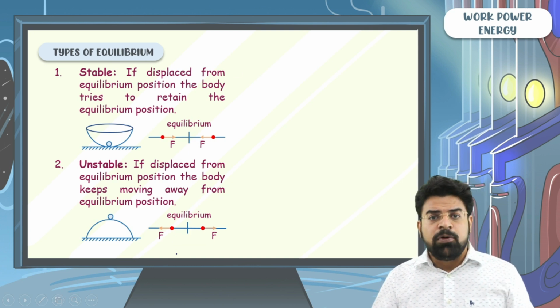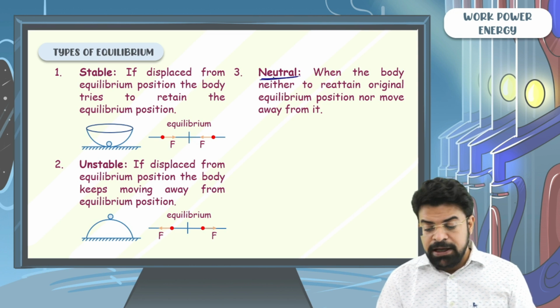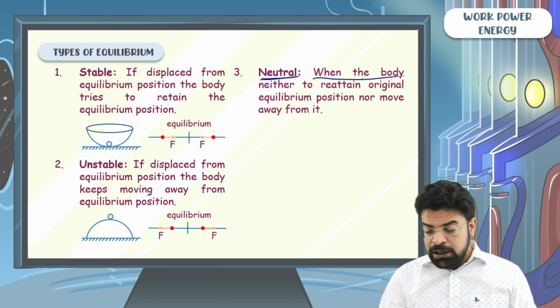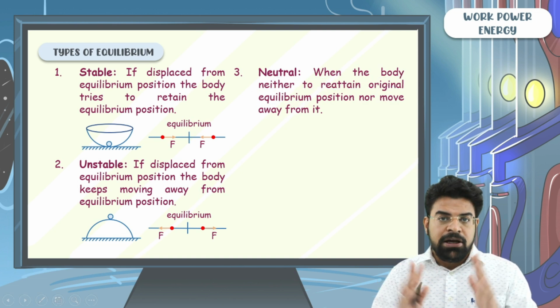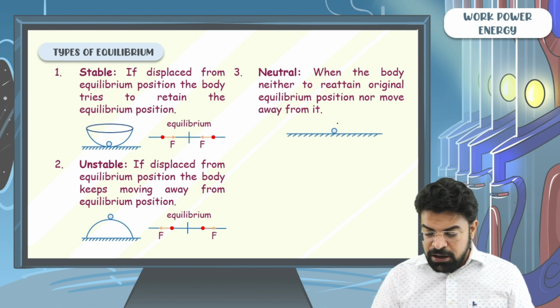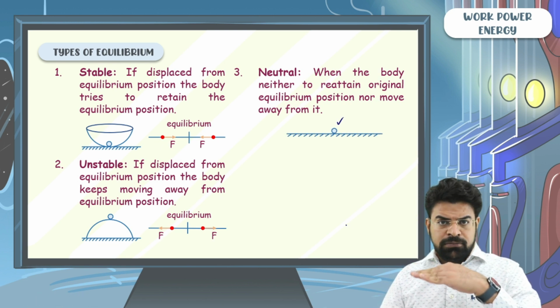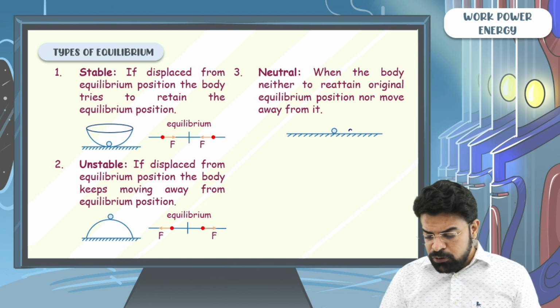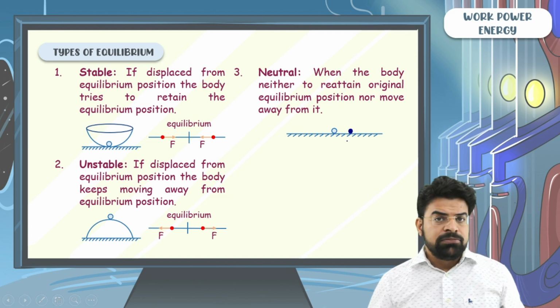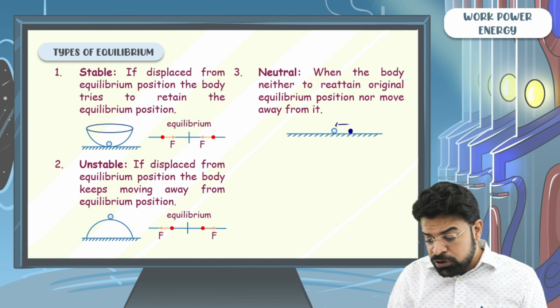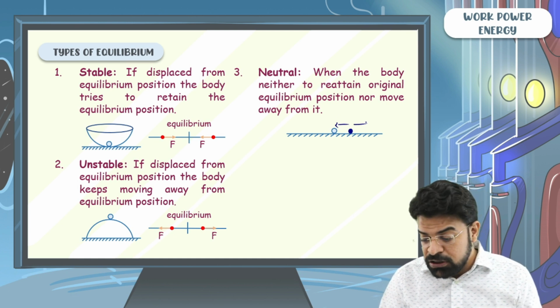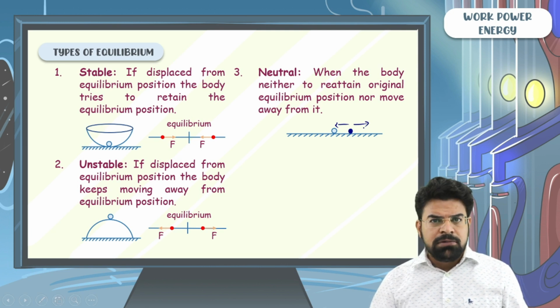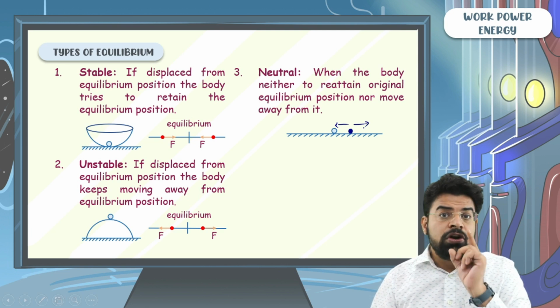So the third type of equilibrium we talk about is neutral equilibrium. When the body neither tries to re-attain original equilibrium nor move away from it. When the body doesn't care. Okay, so let's say you have got this pebble on a flat surface. I move this pebble a little bit towards right and release it here. Will it try to go back to the original equilibrium position, or will it try to move away from the original equilibrium position? No. This type of equilibrium is called neutral equilibrium.